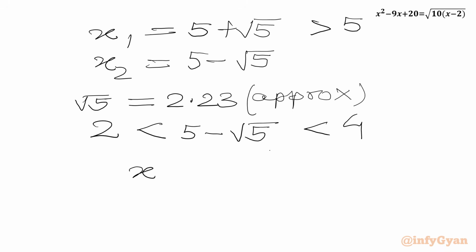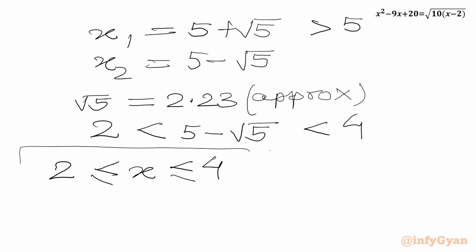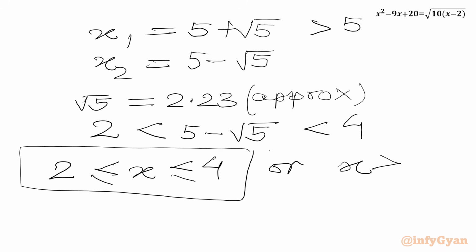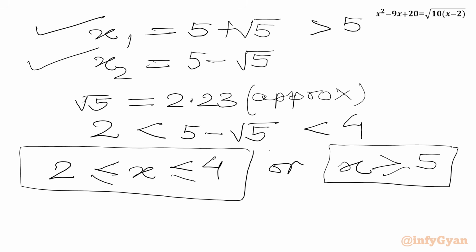We will write our condition: x should be greater than or equal to 2 and less than or equal to 4, or x should be greater than or equal to 5. So as per our conditions, for the number to be real, both solutions are true. So we will write our final answer. x should be equal to 5 plus minus square root 5.